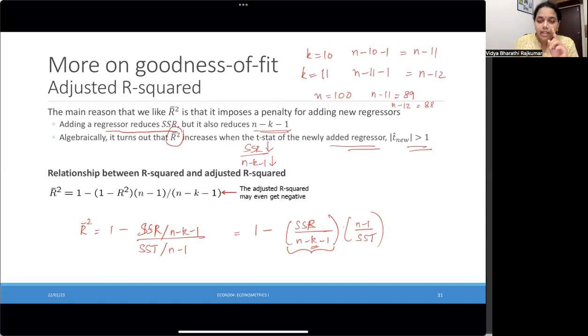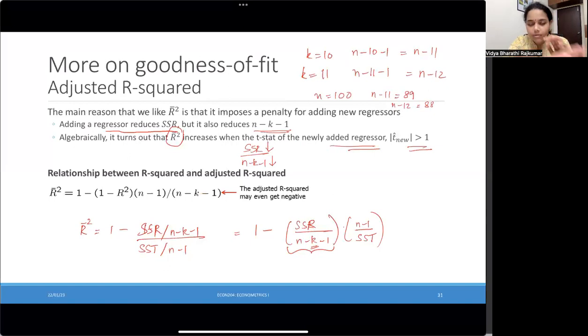Now notice that your t-stat being greater than 1 does not immediately tell us that it's a statistically significant variable. Your t-stat needs to be greater than 2 in absolute value for a statistically significant variable. So we may be adding a regressor that's not statistically significant, but it needs to have a sufficiently large t-stat in order to push up the explanatory power of the model.